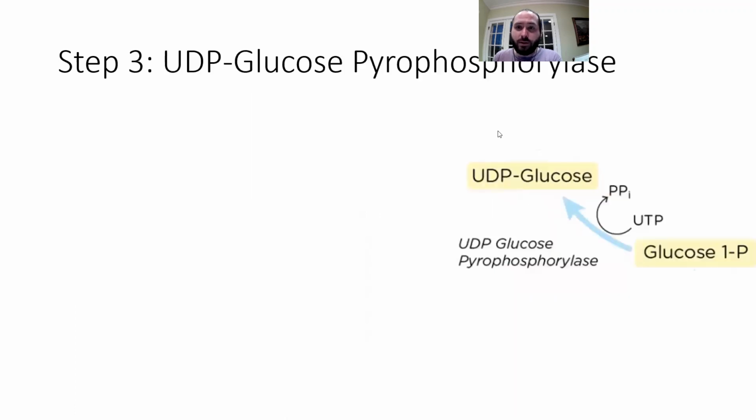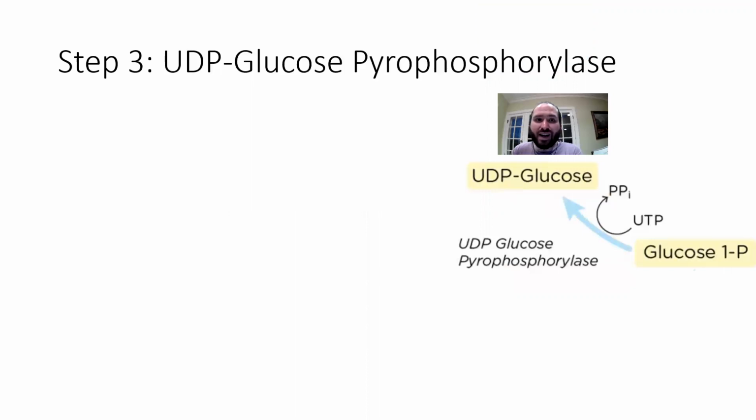All right, onwards. Now we have UDP glucose pyrophosphorylase. Now, don't be intimidated. This isn't as complicated as it looks. What we said previously is that glucose 1-phosphate has the phosphate, so it has the energy needed to polymerize glucose. In this step, we're actually just adding more energy to the glucose.